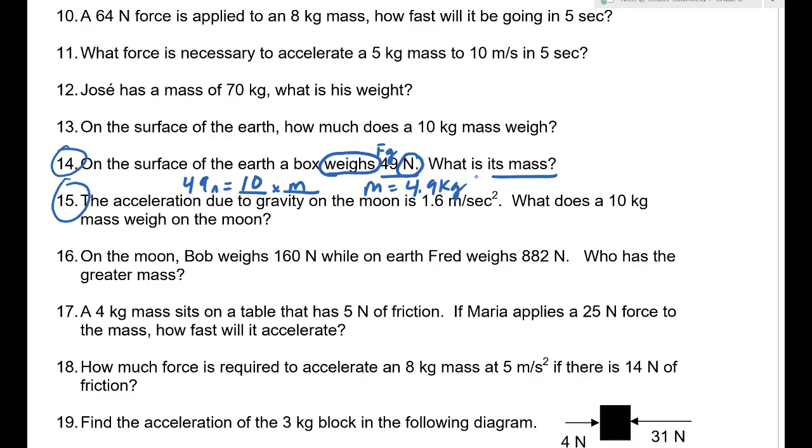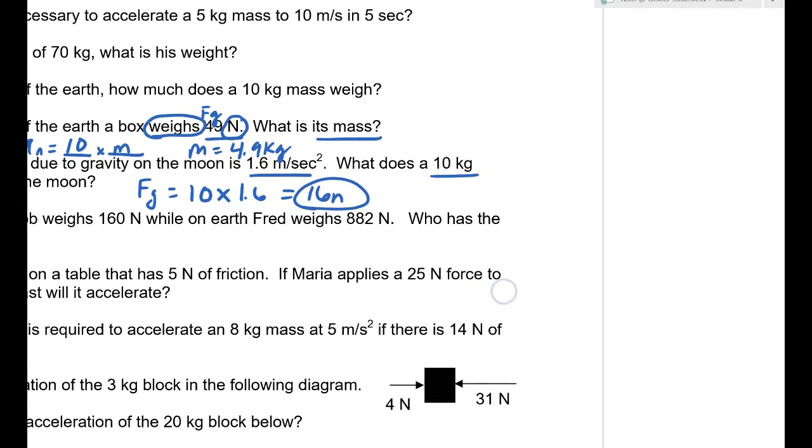The acceleration due to gravity on the moon is 1.6. So while on Earth it's 10 meters per second squared, on the moon it's 1.6. So now we're going to find the weight of this 10 kilogram mass. So the weight, being the force of gravity, is going to be equal to 10 times 1.6 equals 16 newtons.